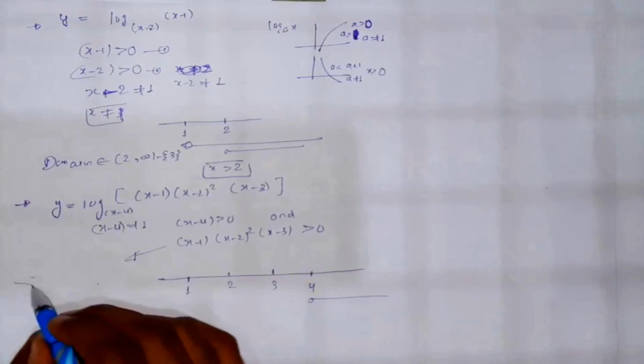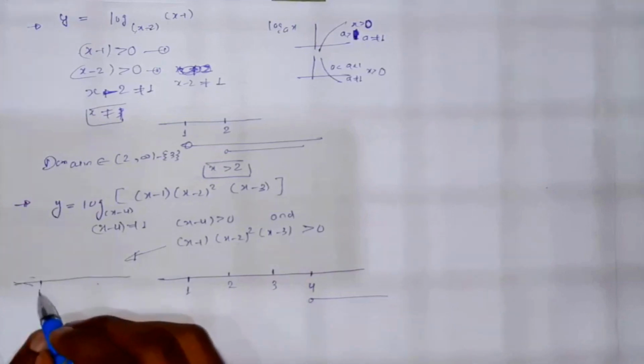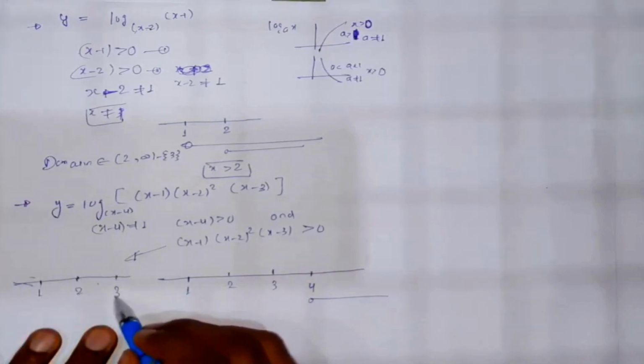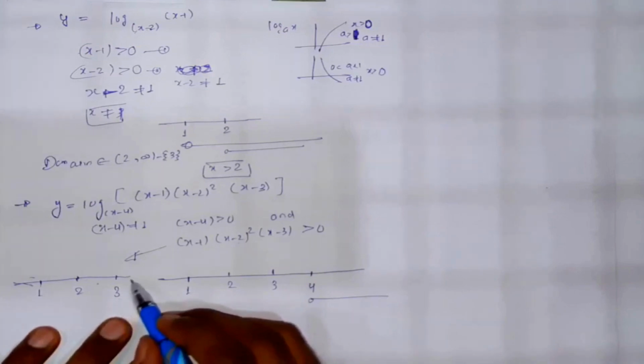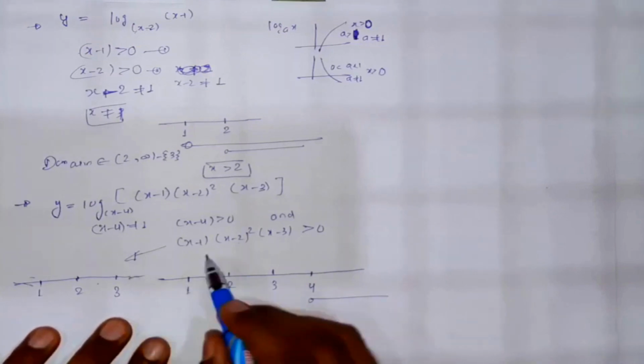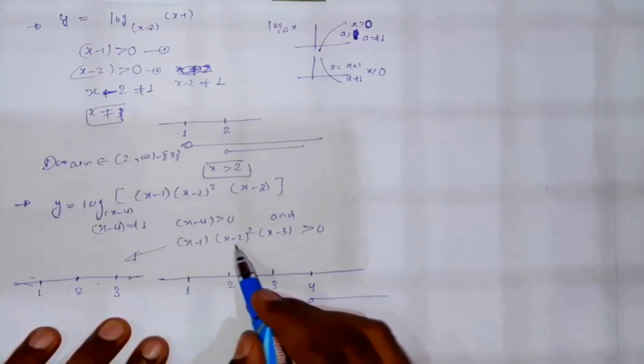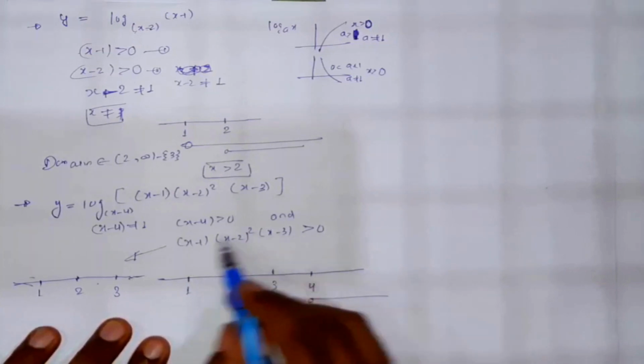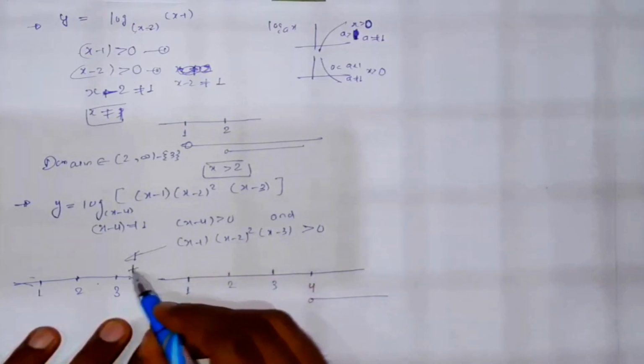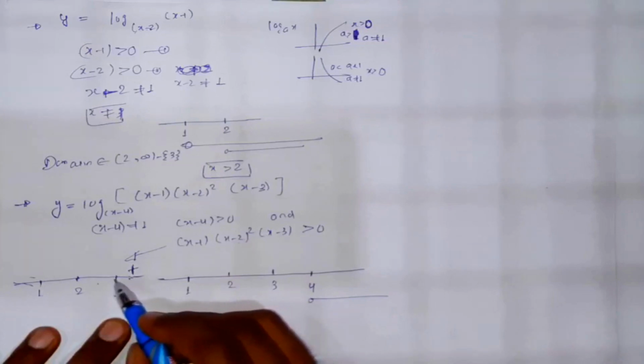Okay, I'm going to draw an axis line. This is 1, this is 2, this is 3. Here 3 is the point of inversion. So for x greater than 3, what will happen? This will become positive, this will always be positive, this will be positive. So overall it will be positive.